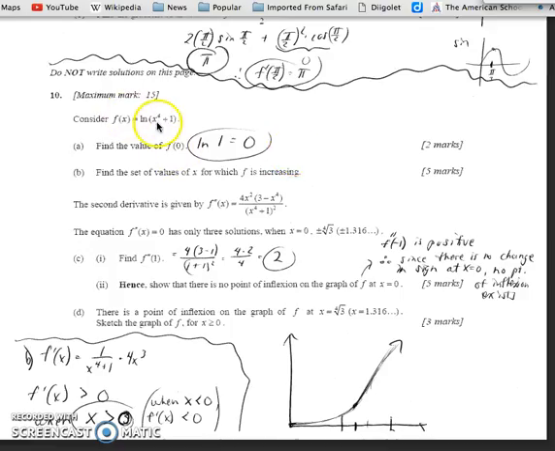Okay, so we've got the natural log of x to the fourth plus 1. Again, 2 marks, plug in 0. The natural log of 1 is 0, right? E to the 0 is 1. The natural log, or the log of any number, is the exponent of the base, no problem. Find the set of values of x for which f is increasing. In other words, when does the graph have a positive slope?